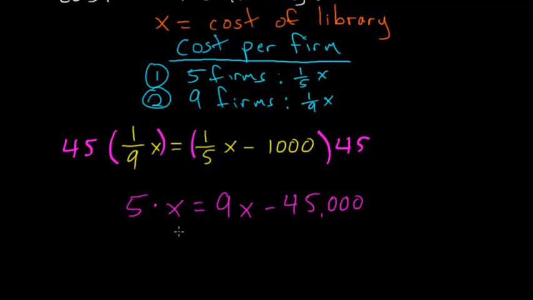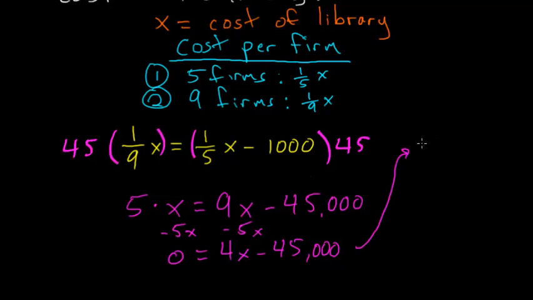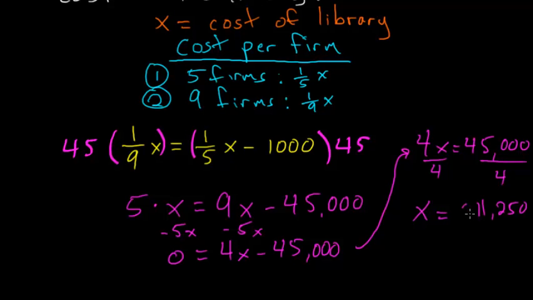From here, we can subtract 5x from each side, so that we have 0 is equal to 4x minus 45,000. And then adding 45,000 to each side, we have 4x is equal to 45,000. And now dividing each side by 4, we're left with x is equal to 11,250. And this is in dollars, since this is the total cost of the library.